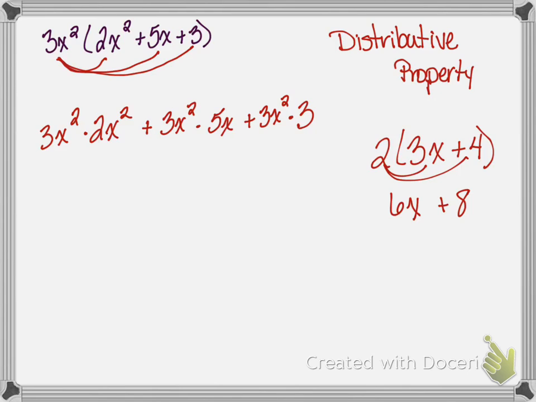Now I'm going to multiply my coefficients together. I've got 3 times 2 is 6. X squared times x squared is x to the 4th. 3x squared times 5x is 15x to the 3rd. 3x squared times 3 is 9x squared.